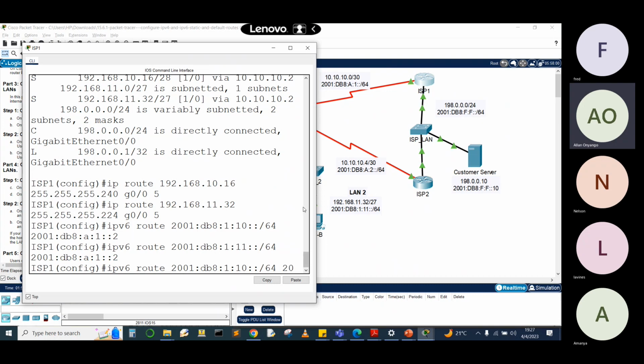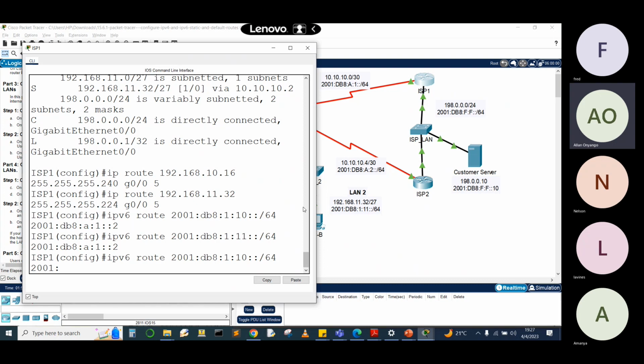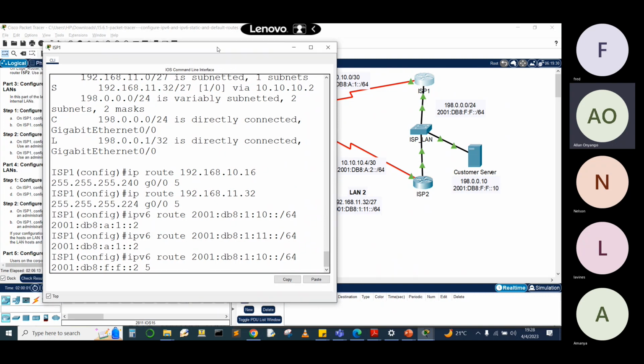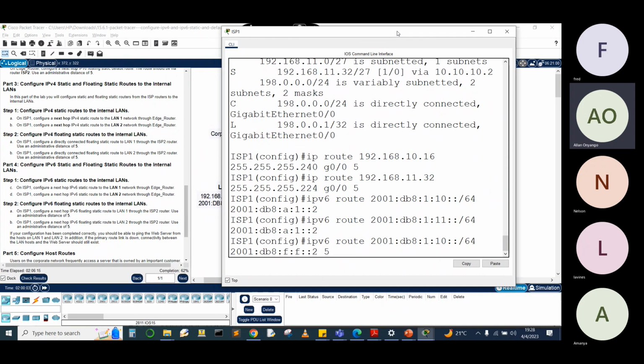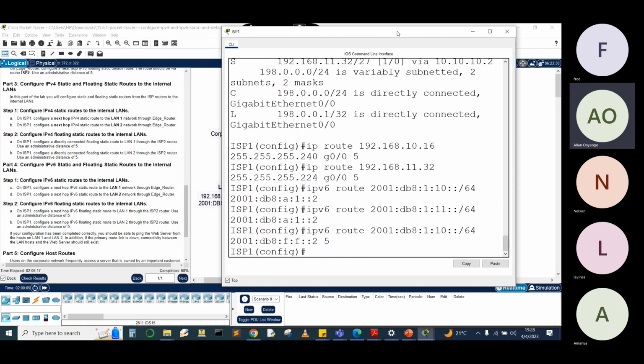So you say 2001:DB8:F. Told you, you can use the small letters. It doesn't really matter. :F::2. And this time around, we're going to put a 5 as the AD. We were at 62 and we're now at 68. We do the same thing.